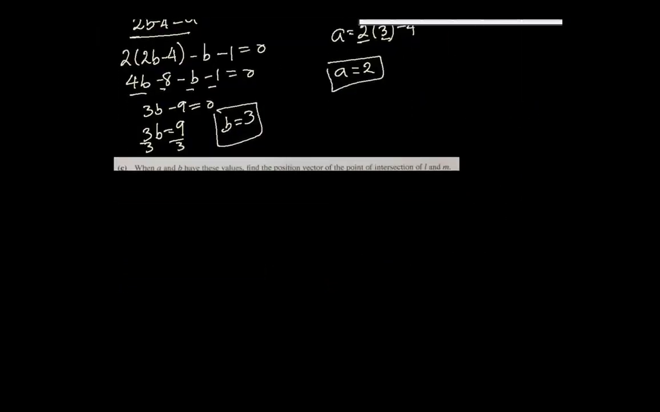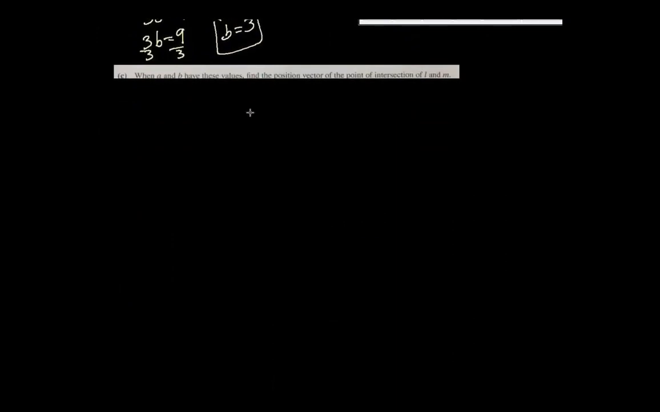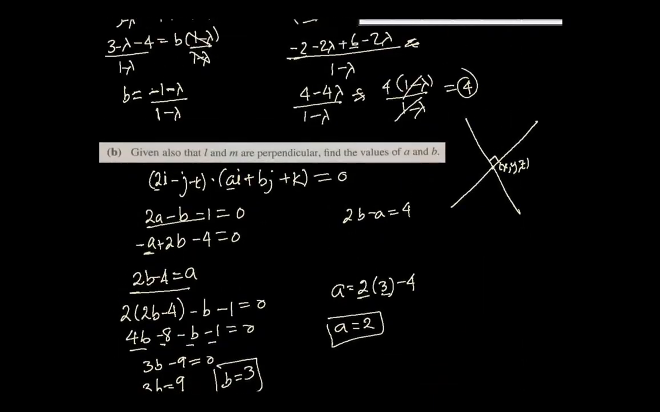What is the next part? When a and b have these values, a is 2, b is 3. Find the position vector of intersection of L and M. Position vector is another format of coordinates. So let me use one of the coordinates I assumed in the initial first part of the question.